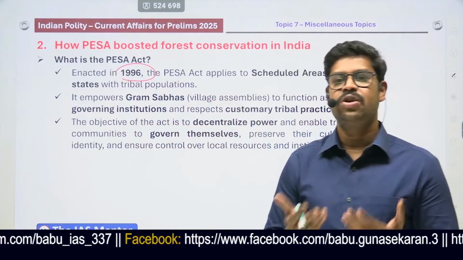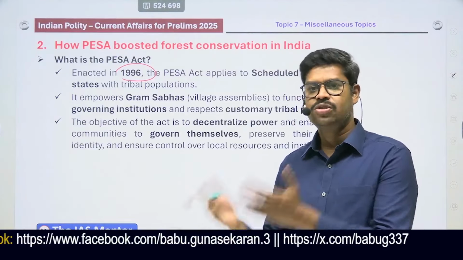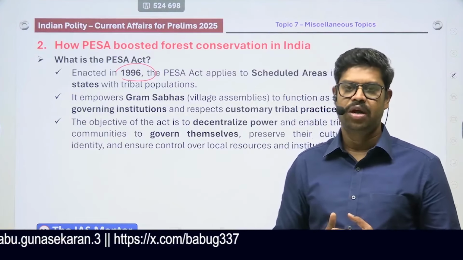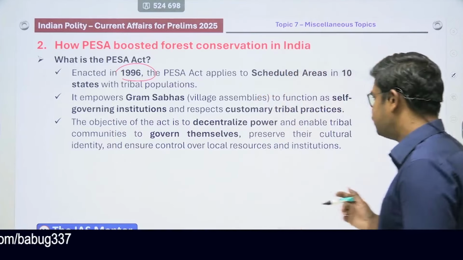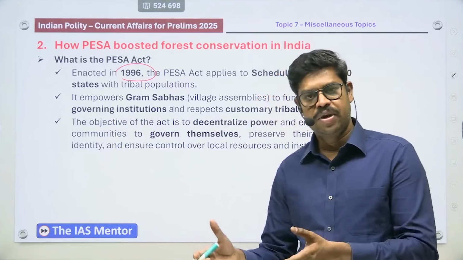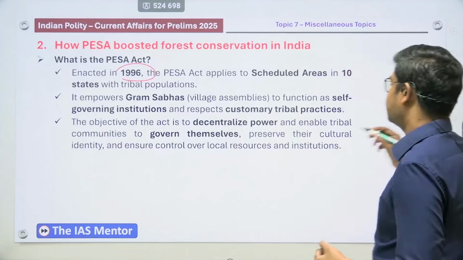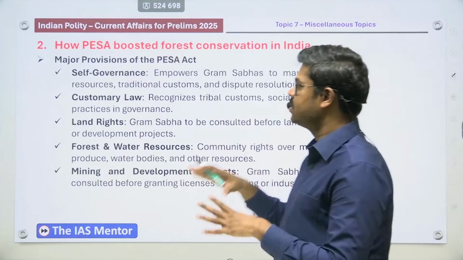So, the objective of the PESA Act is to bring in a system of local governance in those Schedule 5 areas, and thereby also to empower what is called the Grama Sabha under this particular act to decide a number of things. The major objective is to bring in a system of local governance and to empower the people through it. So, what are the major provisions of this PESA Act?